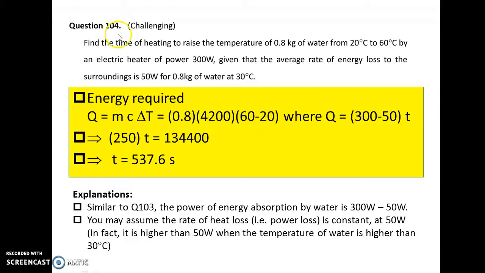Question 104. This is quite a similar question. So the power of the heater is 300 watts, and then the average rate of heat lost to the surroundings is 50 watts. So the effective power is 250 watts. And then it won't be too difficult for you to find the time of heating from the formula.